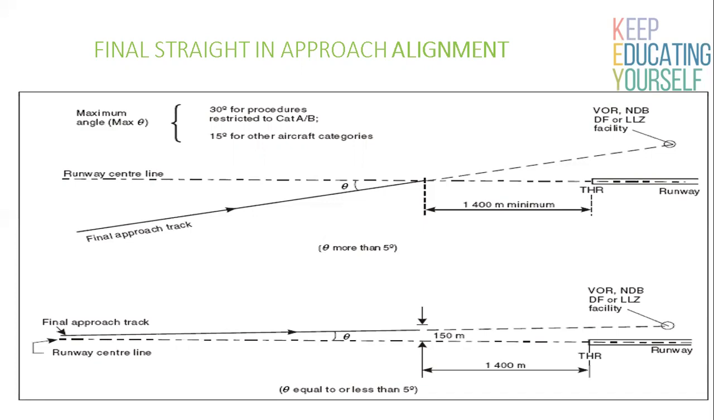Minimum distance. The distance between the runway threshold and the point at which the final approach track intersects the runway centerline shall not be less than 1,400 meters. Minimum or optimum descent gradient is 5.2%. Maximum descent gradient is 6.5% for non-precision category A and B and 6.1% for other aircraft.